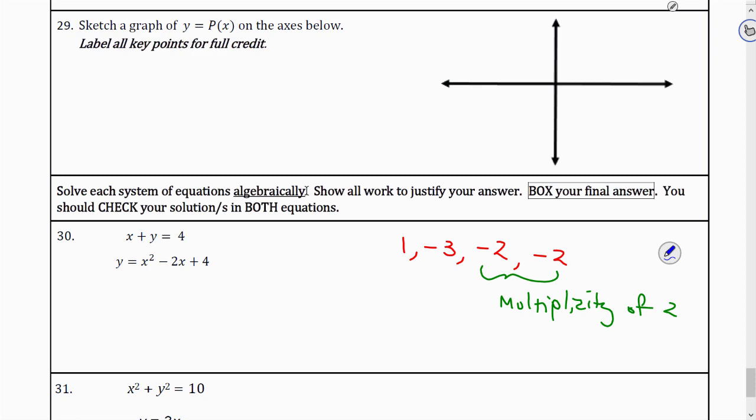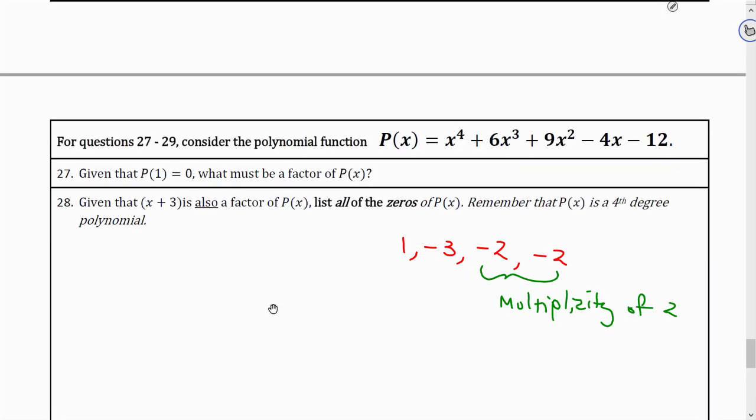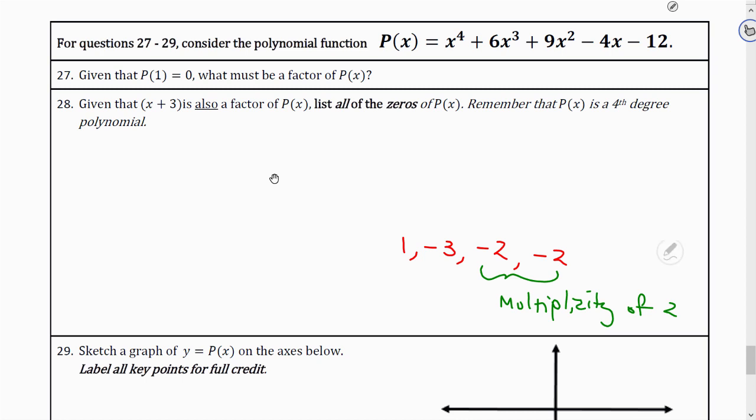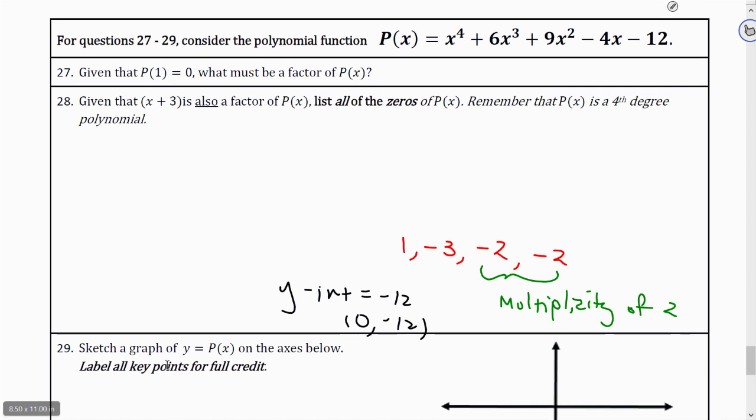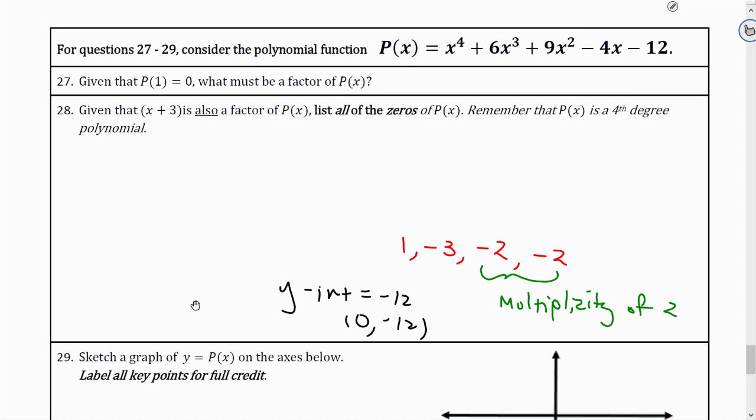Guess what? I can't see the x-intercept. So the y. Okay, the y-intercept is negative 12, or 0, negative 12, I should probably write. That's all that I need. It's a fourth degree. The leading term is x to the fourth. That's all the pieces I need. Okay, let me try again.